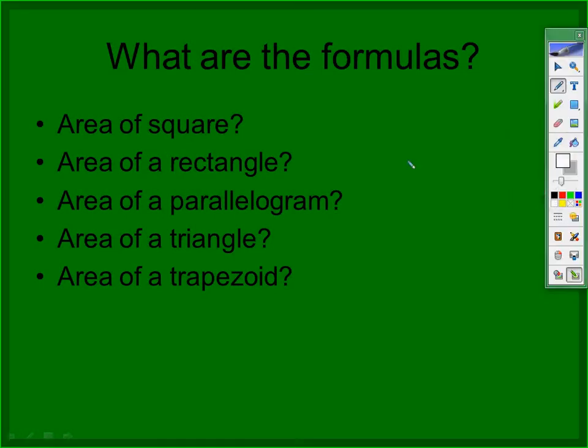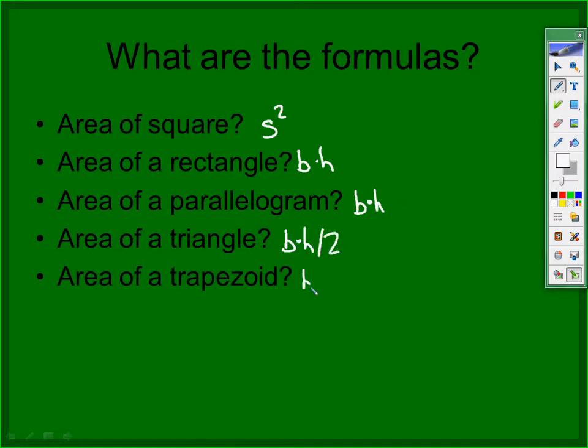Quickly reviewing what we've just covered, the area of a square is the side length squared. Area of a rectangle is base times height. Area of a parallelogram is base times height, where the base and height are perpendicular. Area of a triangle is base times height divided by 2 or times 1/2.